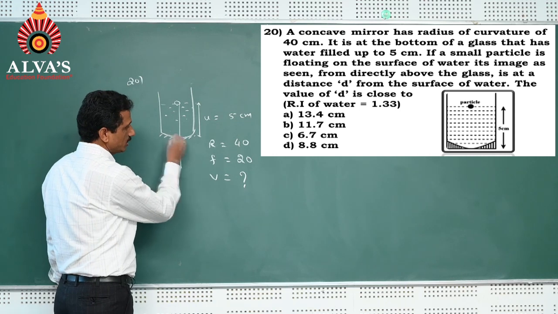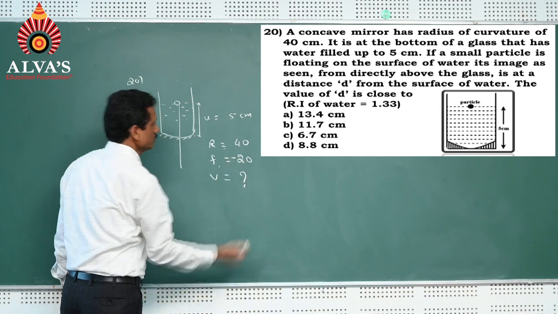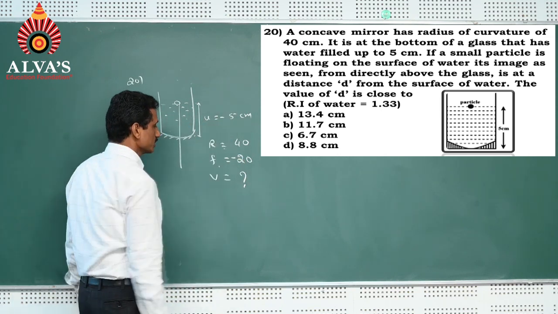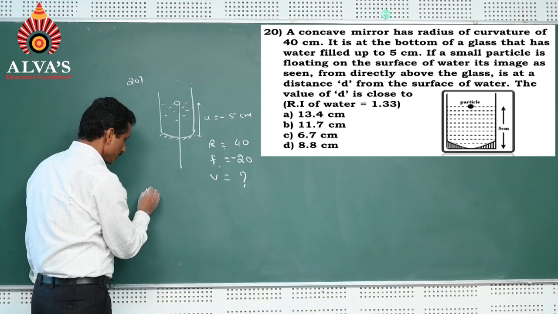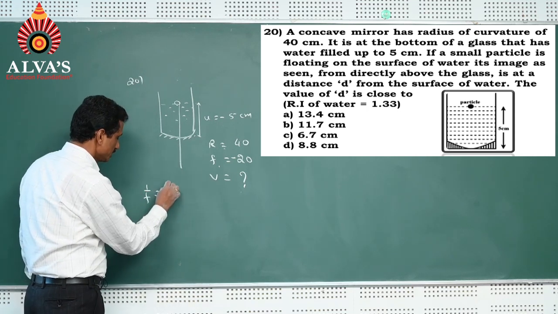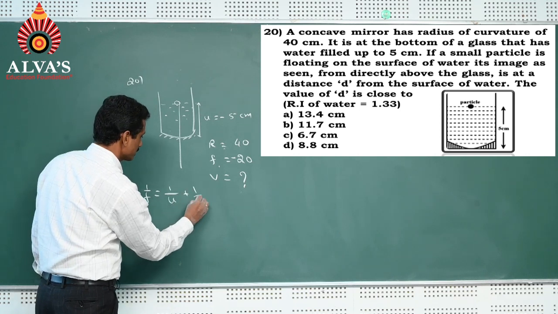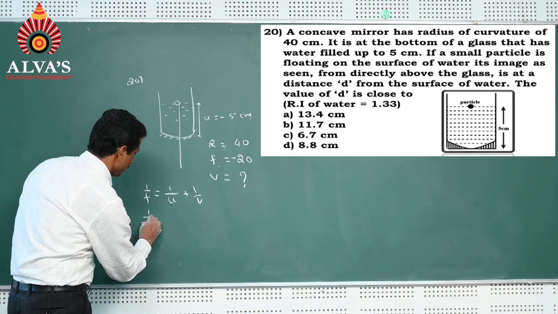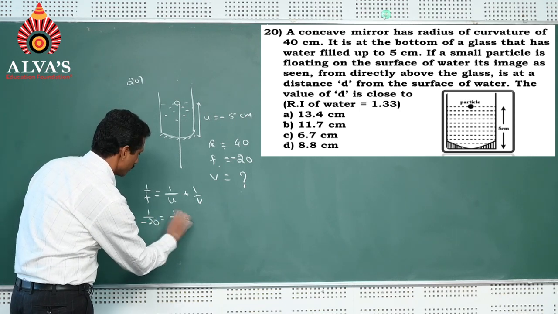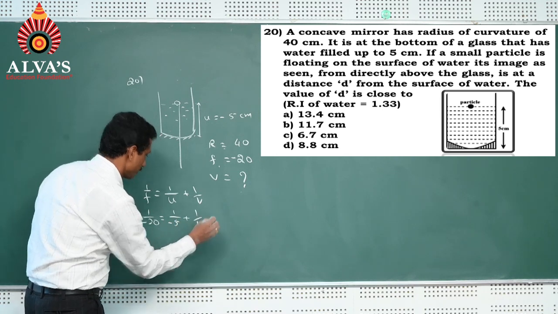See, it's a concave mirror. Radius is negative, center somewhere here. Focal length is negative, and object distance is negative using sign convention. Your aim is to find out the image distance. Therefore, 1 by f is 1 by u plus 1 by v. That is 1 by minus 20 is equal to 1 by minus 5 plus 1 by v.